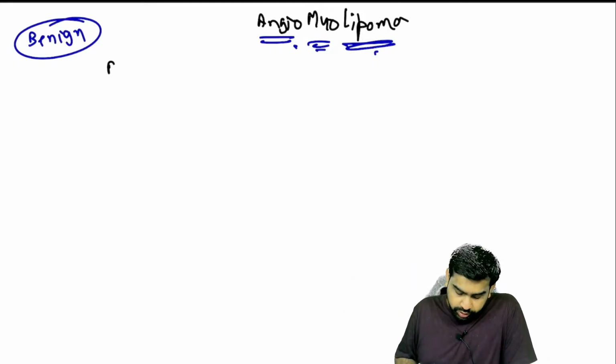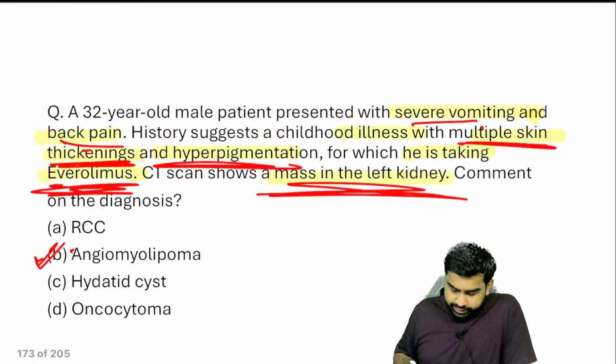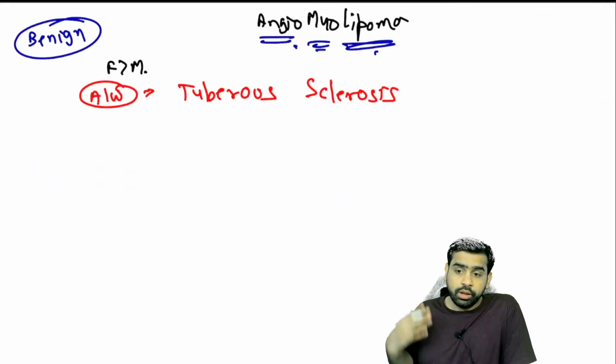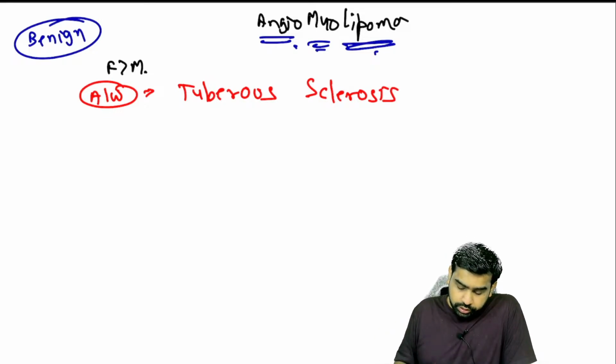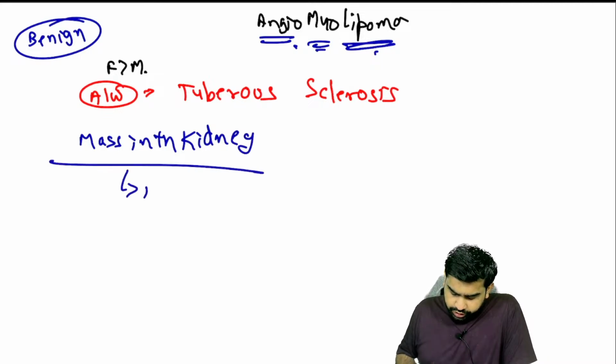Now this is more common in females as compared to males, and this is the one which is associated with tuberous sclerosis. By telling you about the hyperpigmentation and the thickening of the skin and everything, what they were trying to tell you is that probably the patient is suffering from tuberous sclerosis. That's the hint they were trying to give you over here. Now here, there's going to be a mass in the kidney. That's fine. Now what is the investigation of choice over here?